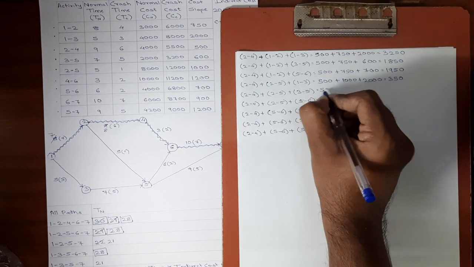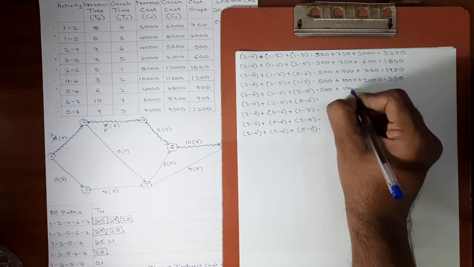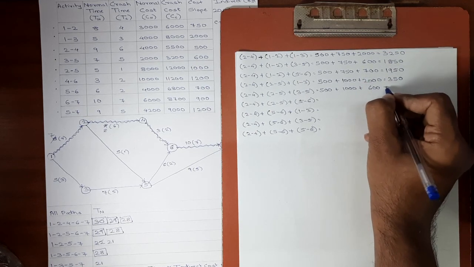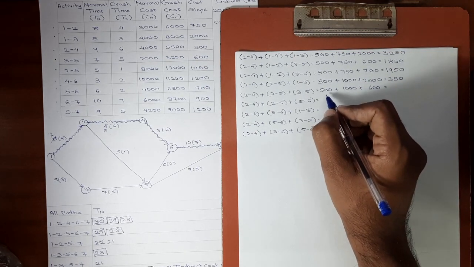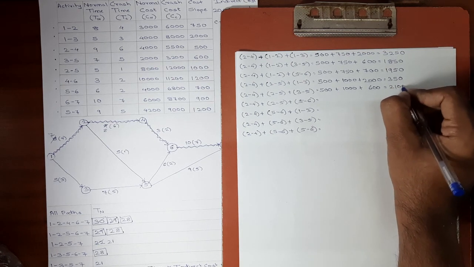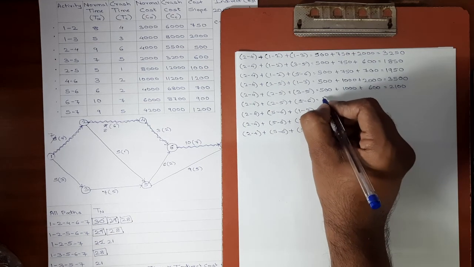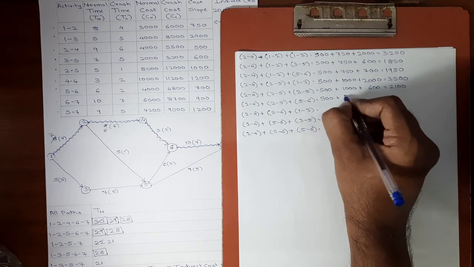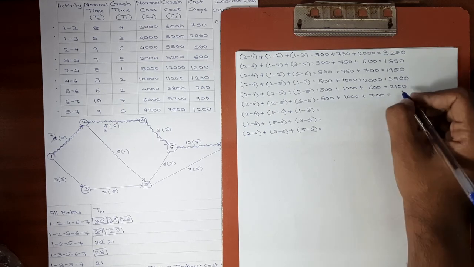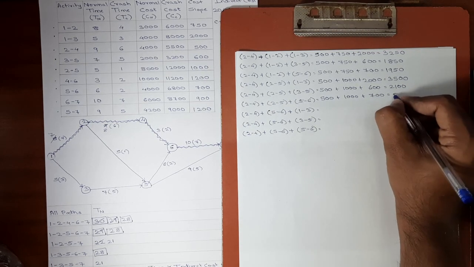Again the repetition will be 500 plus 1000, after 2000 there is 600. Okay, 500 plus 1000 plus 600, the cost slope will be 2100. Again 500 plus 1000 plus 700, the cost slope will be 2200.